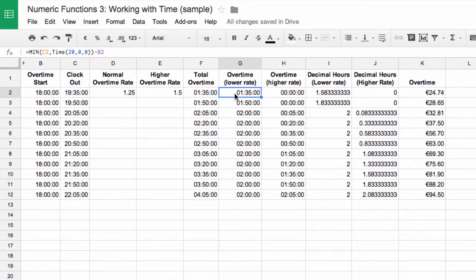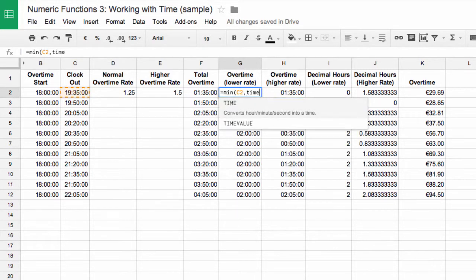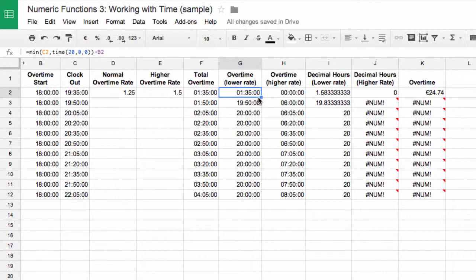So we have to determine whether they worked before 8 o'clock or after 8 o'clock. So we can work out the time that they clocked out: if they clocked out before 8 o'clock, or if they clocked out after 8 o'clock, put a ceiling on the time of 8 o'clock. And we do this with this formula here. It's equals min, open bracket, take this clock out time here, C2, comma, time 20, comma, 00, comma, 0, minus the clock in time, 6 o'clock.